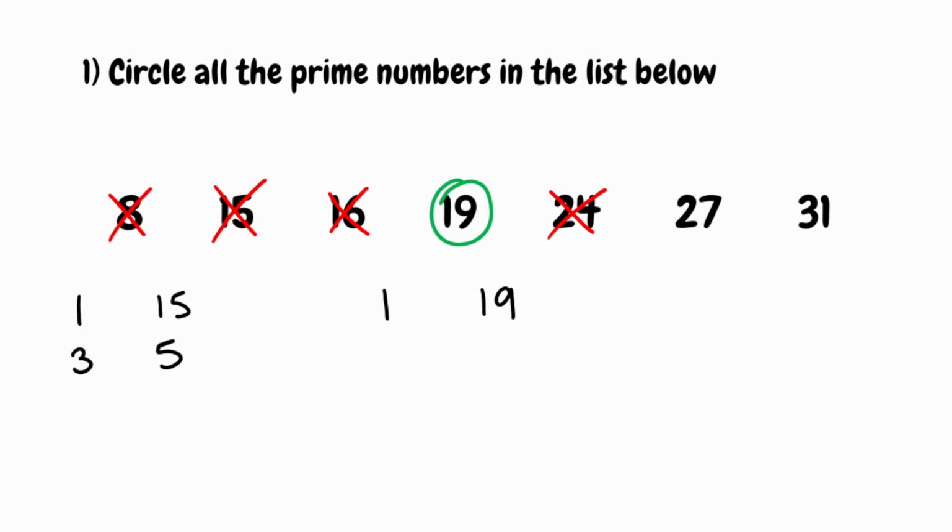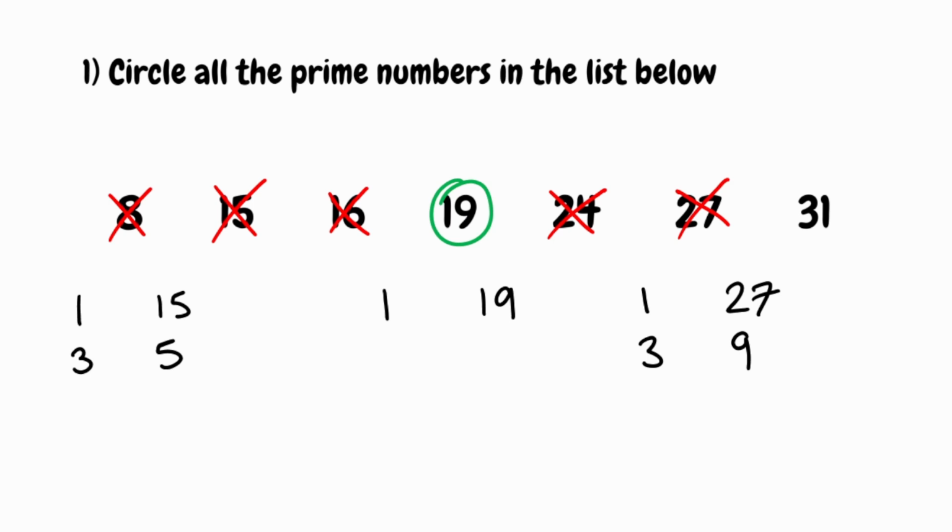Okay, now looking at 27, we've got the factors of 1 and 27. We can then move on to 2. It's not in the 2 times table, but when we move on to 3, we can make 27 by doing 3 multiplied by 9. So because, again, 27 has more than 2 factors, it is not a prime number.